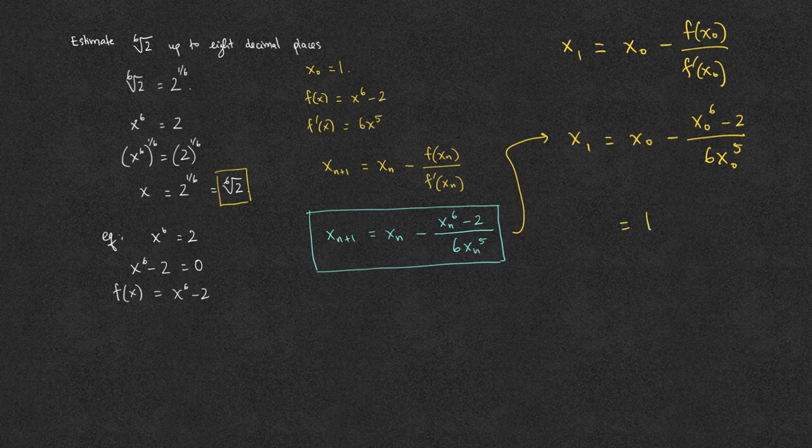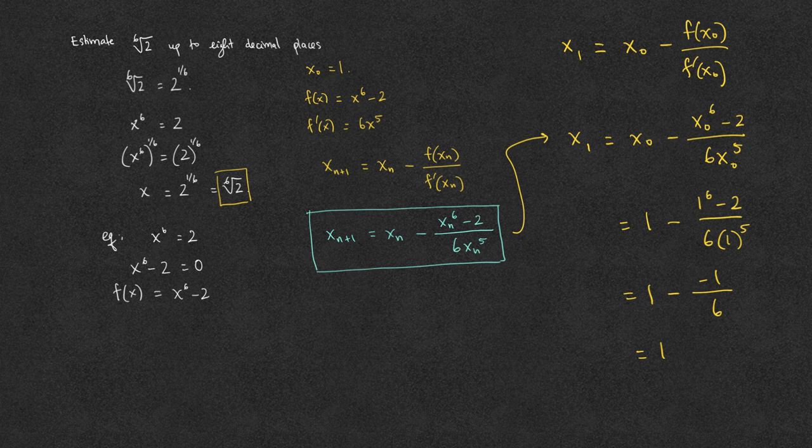We plug 1 into x sub 0. Everywhere we see an x sub 0, we replace it with 1. 1 minus 1 to the 6th power minus 2 over 6 times 1 to the 5th power. 1 minus the numerator, 1 to the 6 is 1. 1 minus 2 is negative 1, over 6 times 1 to the 5th, which is 1. So 6 times 1 is 6.